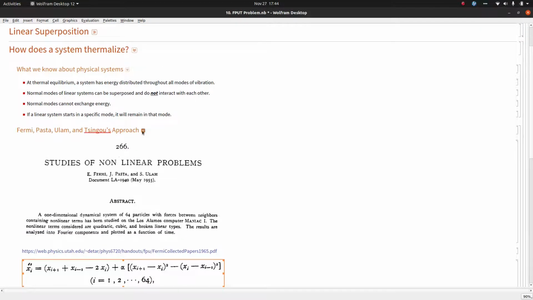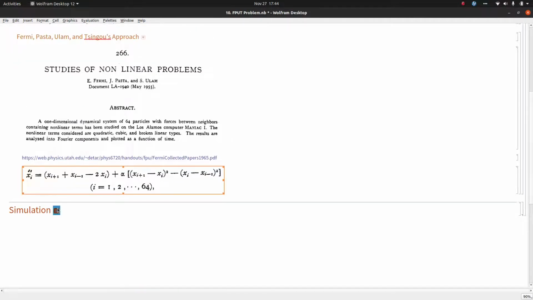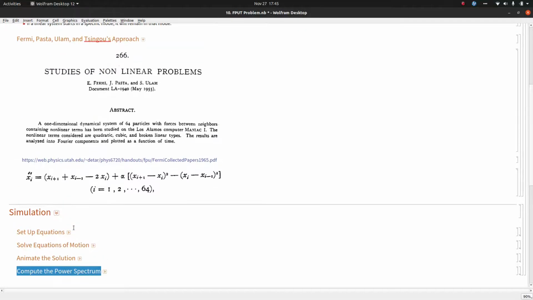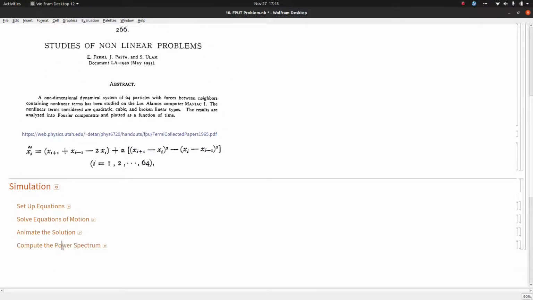But before we do, we're going to start with just the linear case. So we're going to set up our equations, we're going to solve those equations, we'll animate the solution, and then we're going to compute the power spectrum of the system. The power spectrum is basically a fancy way of saying we're going to figure out how much energy is in each of the normal modes of the system.